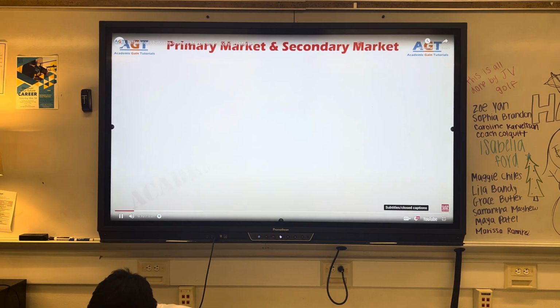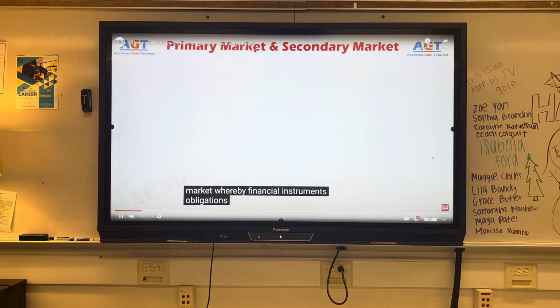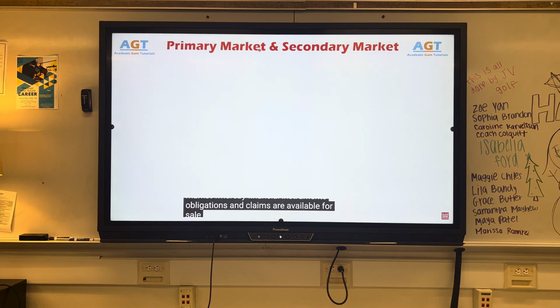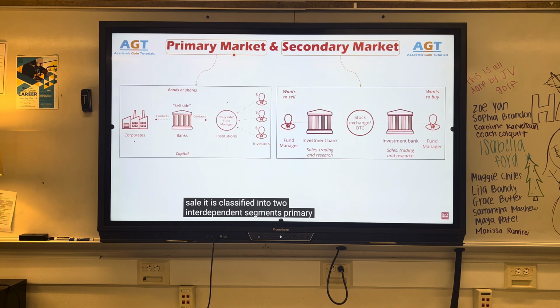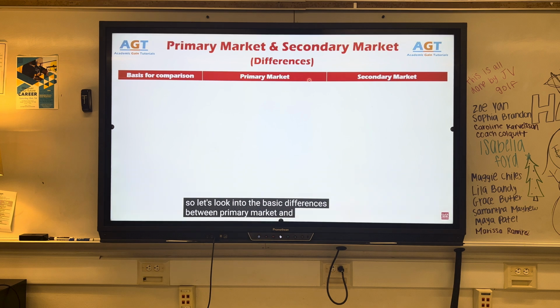Securities market can be defined as a market whereby financial instruments, obligations, and claims are available for sale. It is classified into two interdependent segments, primary market and secondary market. While primary market offers avenues for selling new securities to the investors, the secondary market is the market dealing in securities that are already issued by the company. So, let's look into the basic differences between primary market and secondary market in a tabular form.